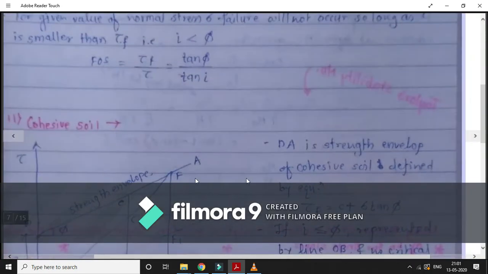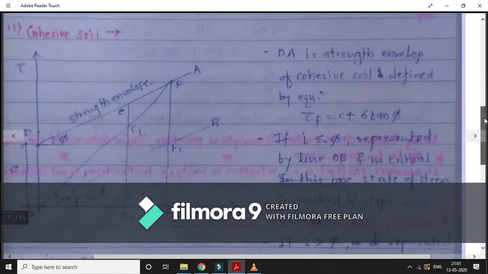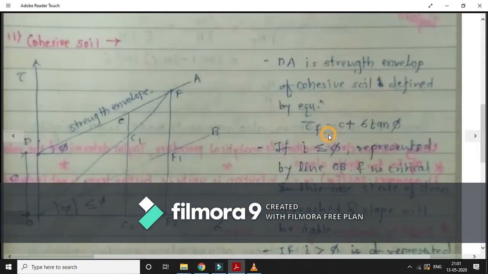Now cohesive soil has a strength envelope like this. Tau f is equal to C plus sigma tan phi. Sigma tan phi we have already seen, and it represents a strength envelope like this. If I make the C value 0, it will start from point O here. But there is a y-intercept, C value is present, so I can draw the strength envelope from here. So this is the C, this is the phi, and this is the strength envelope of soil.